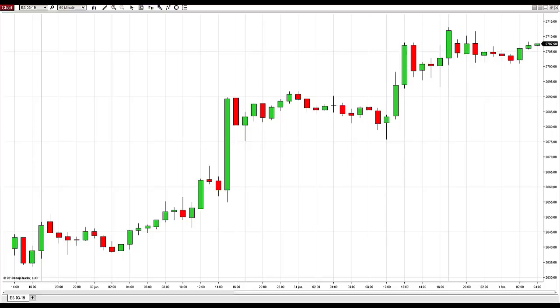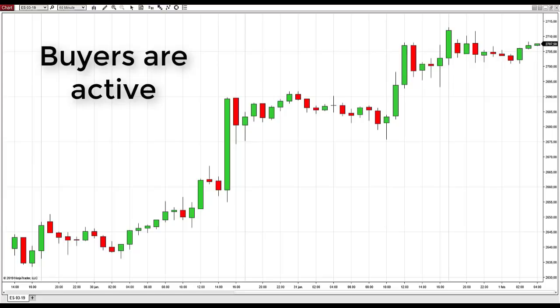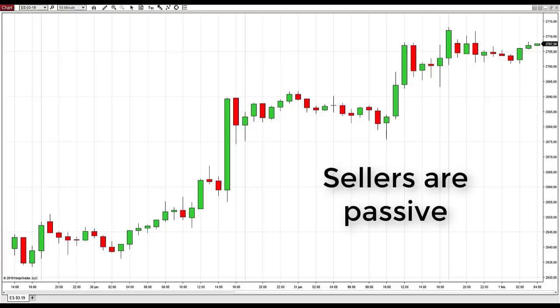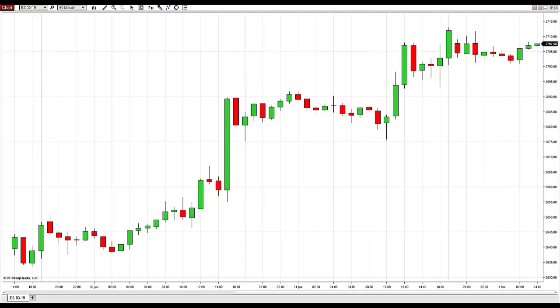So it's the combined force of buyers and sellers. The buyers are active and they're the primary force. They do most of the job. The sellers basically help by not participating. So the sellers are passive and they're the secondary force. So the sellers do not actively sell, so the market is not able to break down through the support level.